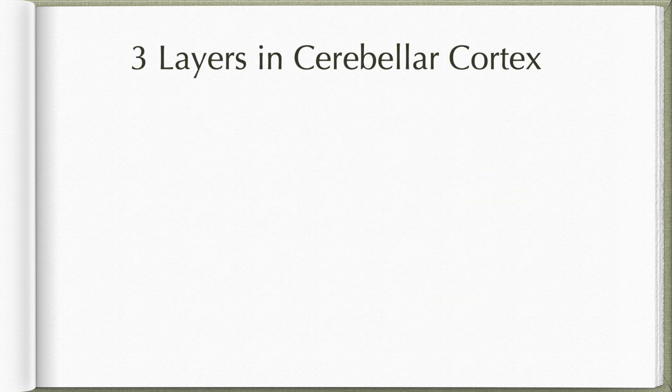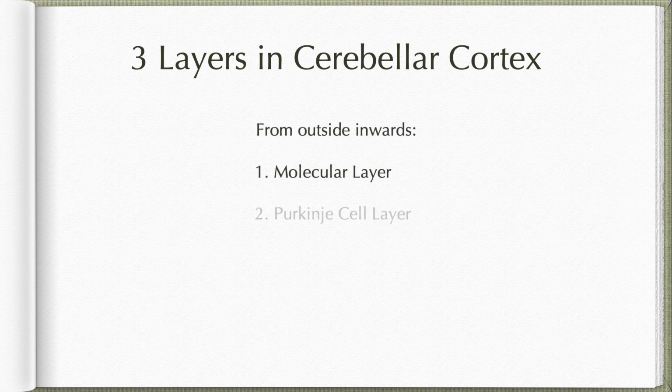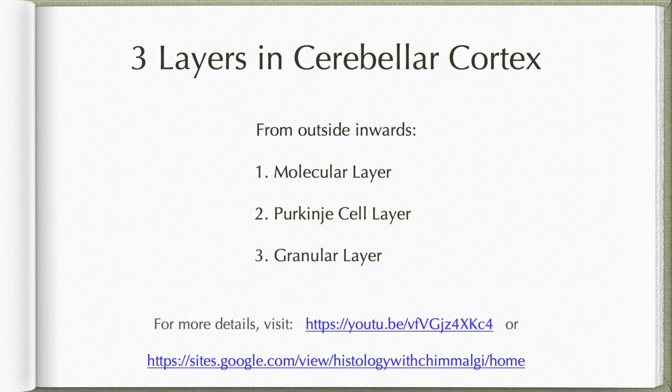Now coming to the cortex of the cerebellum, it again contains 3 layers from outside inwards. These are the outermost molecular layer, the middle layer of a single type of cells, that is the Purkinje cell layer, and then we have the innermost layer known as the granular layer. For more details about histology, you can either visit this YouTube video or you can visit the site.